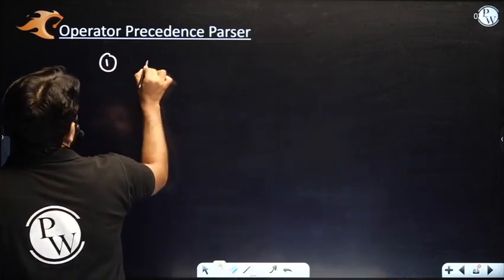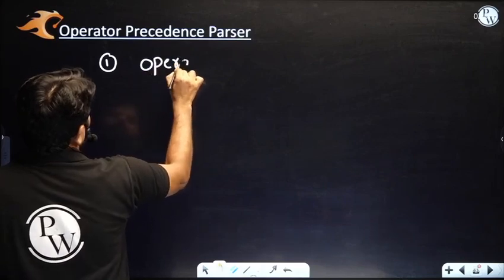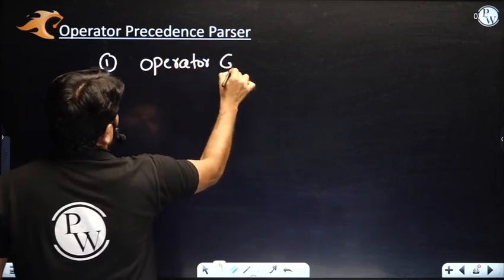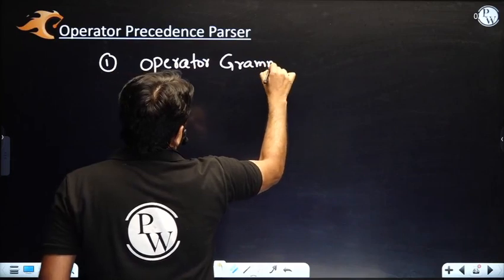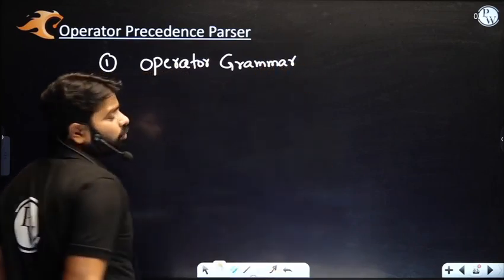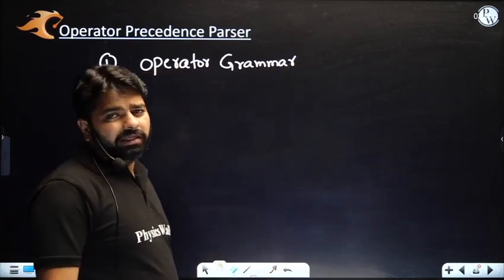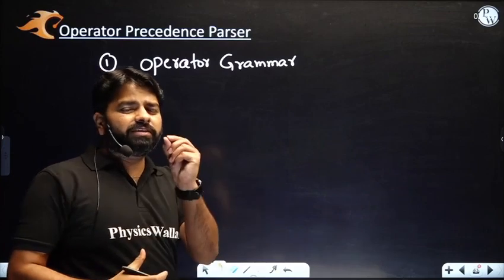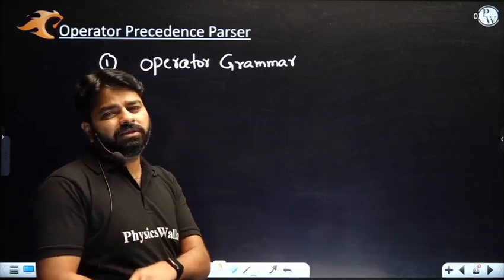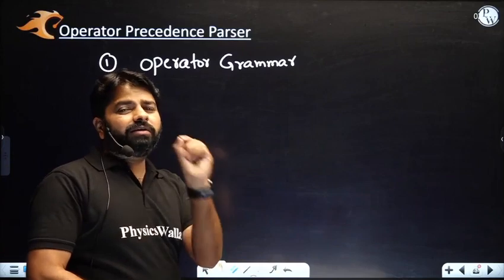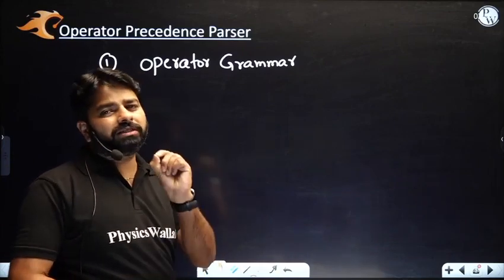First one is, what is operator grammar? Asked 3 times so far in the exam. What is operator grammar? In the production, you should never see 2 consecutive non-terminals. And the second, you should never see a null production, also called a null rule.